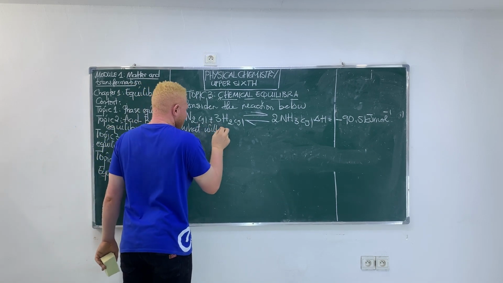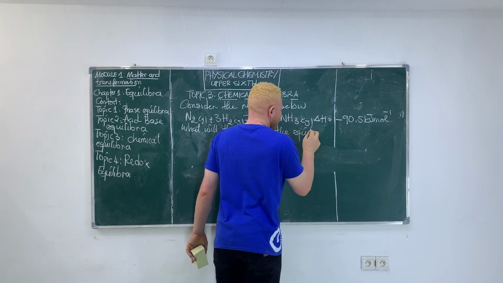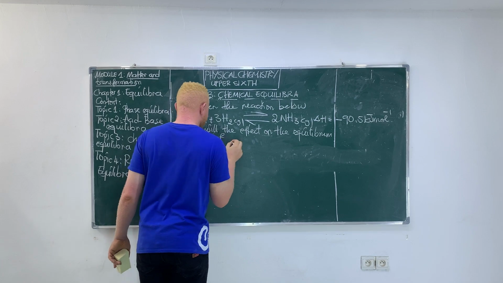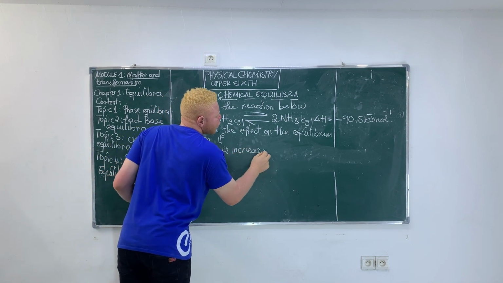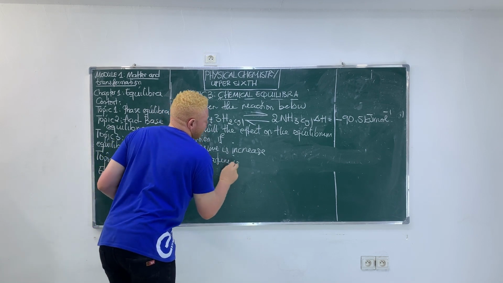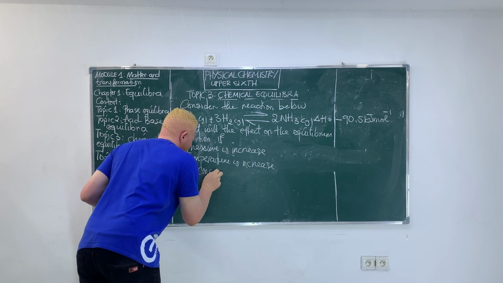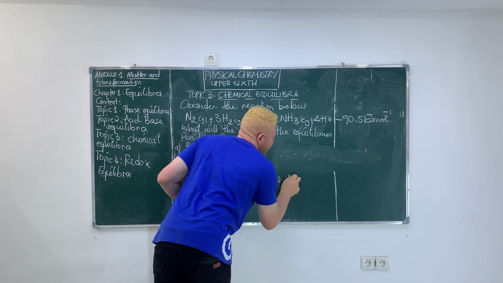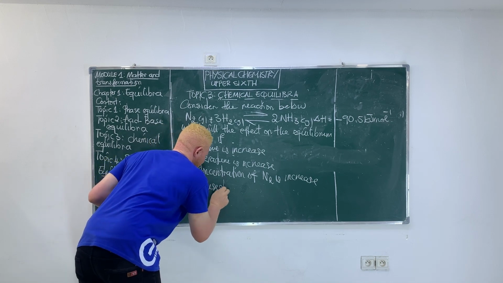What will be the effect on the equilibrium position if A, pressure is increased, B, temperature is increased, C, the concentration of N2 is increased, D, iron is used as a catalyst.